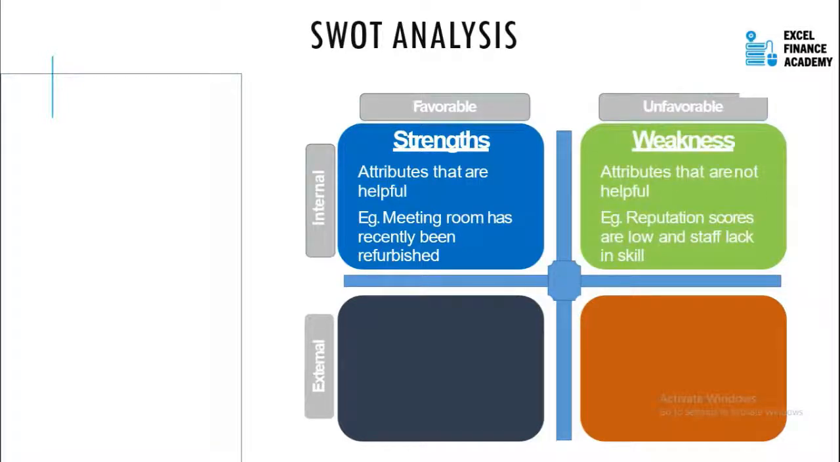Then what are the unfavorable ones? Attributes or features not favorable to you compared to the competition. Maybe they have a better reputation score than you, or better meeting facilities, or newly refurbished rooms. So it's not one time; it's changing. Even if there is any renovation in your hotel or in other hotels, the SWOT analysis will change. It's not a one-time document which you make and put in your drawer.